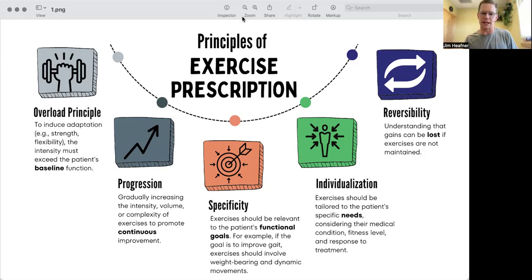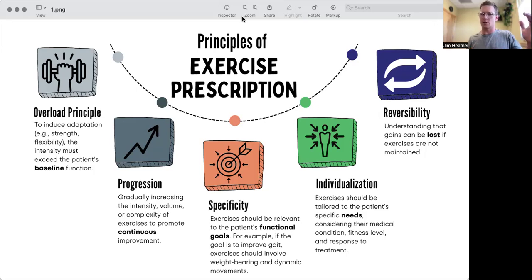Next is progression, and that's gradually increasing the volume, intensity, and complexity of exercise to promote continuous improvement. So if you're doing 10 pounds today, but you're still doing 10 pounds 6 weeks or 6 months from now, you're not going to see a progression. It needs to be, I would say every 2 weeks, we need to see a jump up in the weight. And we're going to see plateaus during that.